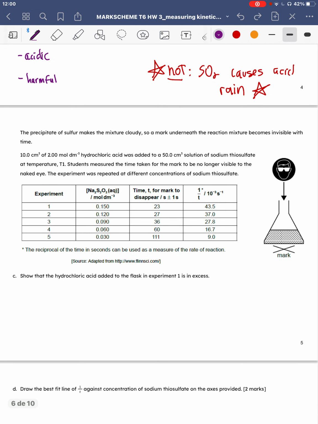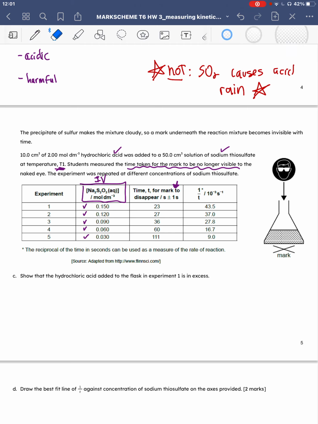All right. The precipitate of sulfur makes a mixture cloudy, so a mark underneath the reaction mixture becomes invisible with time. That's that last rate method we learned. So hydrochloric acid was added to sodium thiosulfate at a temperature. Students measured the time for the mark to no longer be visible. So notice their X variable, or their independent variable, was concentration. They used different concentrations of sodium thiosulfate. And then they took that measurement for the X to disappear. They got just one measurement per trial.